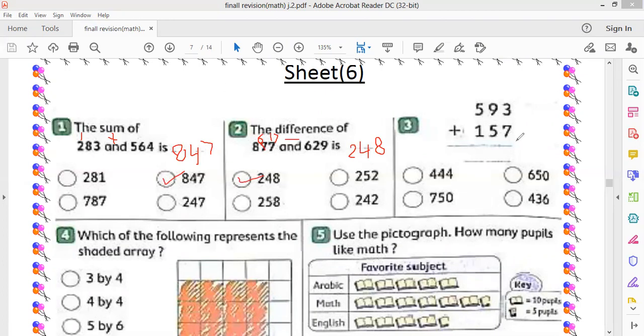593 plus 157. 3 plus 7 equals 10. We write 0 and raise 1 to the next place. 1 plus 9, 10. And 10 plus 5, 15. We write 5 and raise 1 to the next place. 1 plus 5, 6. Plus 1, 7. 750.